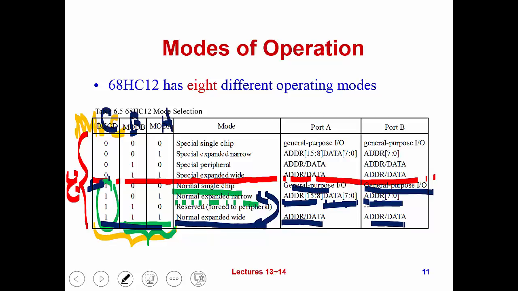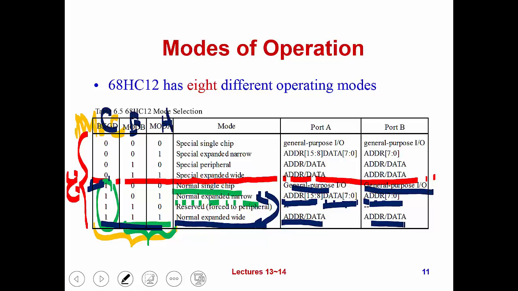Now, if you go to the book on page 175, the table is pretty much similar to the one I show you on this slide. It even tells us, depending on which mode we configure, how port C and port D are used. I just want you guys to read it yourself. When we configure it in normal single chip mode, port C and port D also serve as general purpose input output ports. But in normal expanded narrow mode, port C serves as the data port, but port D is still a general purpose input output port.